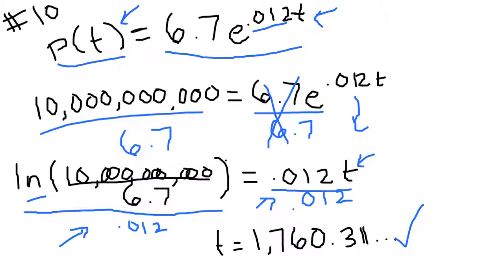And now we have t by itself, because we've gotten rid of all the stuff that's attached to it, and we should have a number value after we plug that stuff into our calculator. And so then we get this value here, t equals 1,760.311. So that's the amount of time that it's going to take to get to 10 billion population: 1,760 years or whatever. And that is with a growth rate of 1.2%.